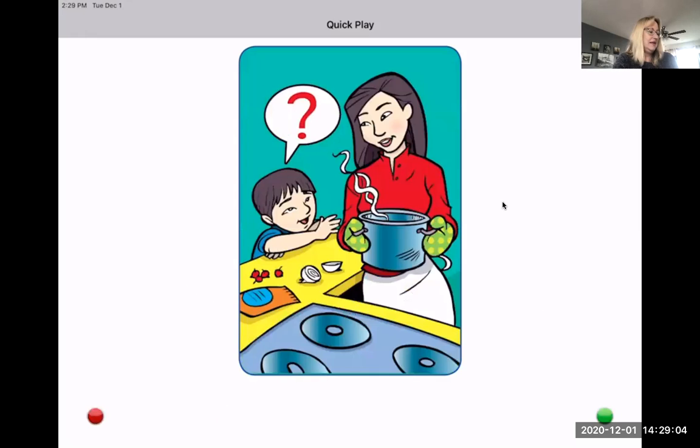Okay, little boy is looking at his mom, who has something cooking in the pot, and he's got a question. How about when or what? Or may? Okay. I think maybe he might be saying, when are we going to eat that? What are you cooking, Mom? May I have some of that? Something like that.